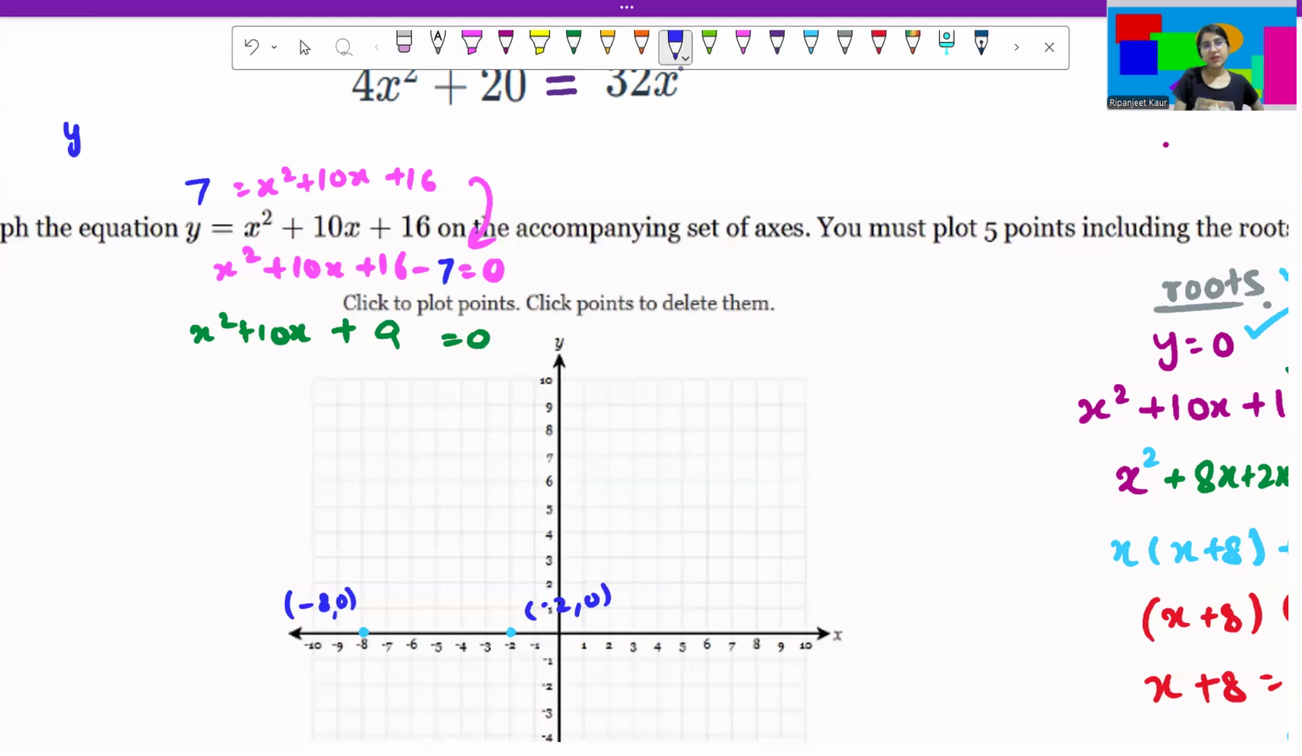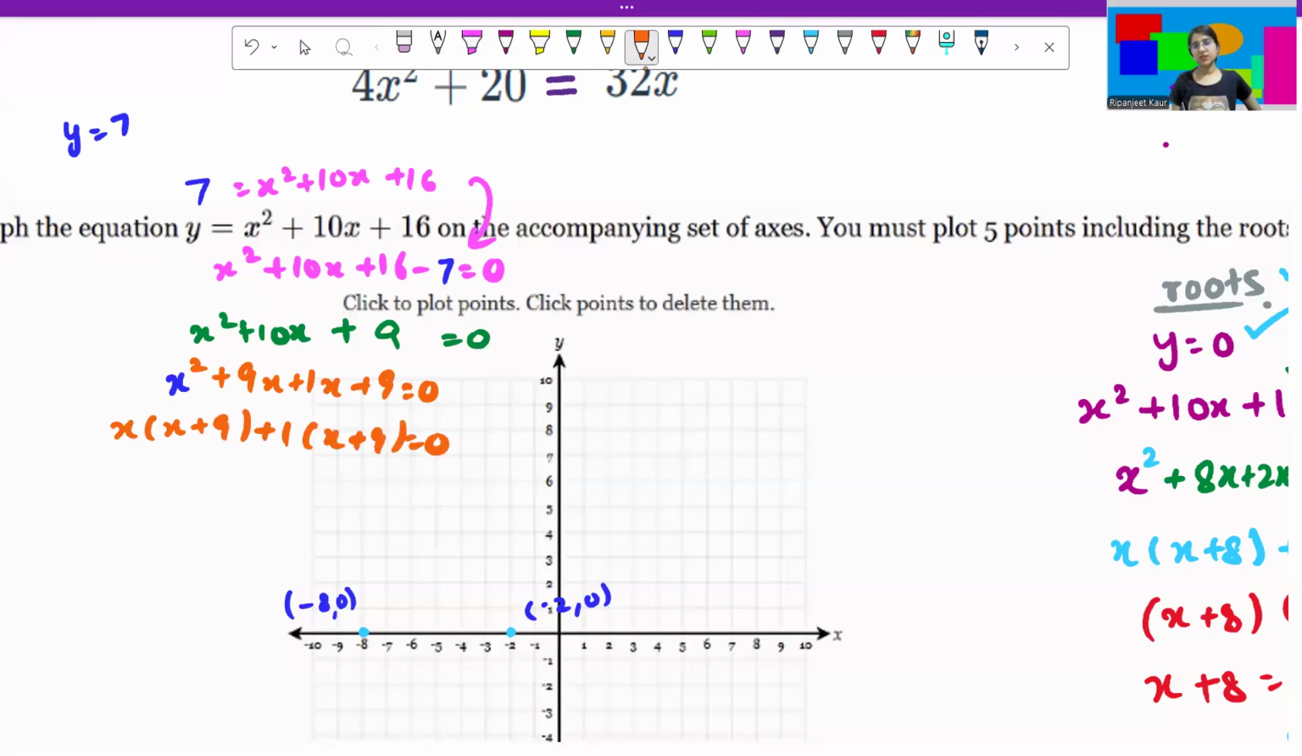So we are taking this when y is equal to 7. And yes, y is equal to 7 is something that we can plot also. So that's a good thing. When y is equal to 7, we just have to find out x. What will be the factors? Factors will be 9 and 1. Great. So we got x plus 9 times x plus 1 equivalent to 0. What do you think? What are the two values of x that have come out to be?